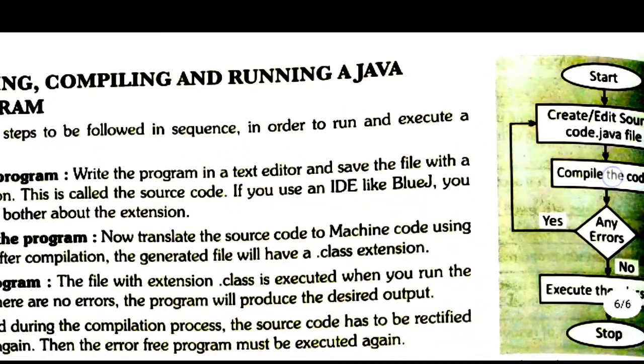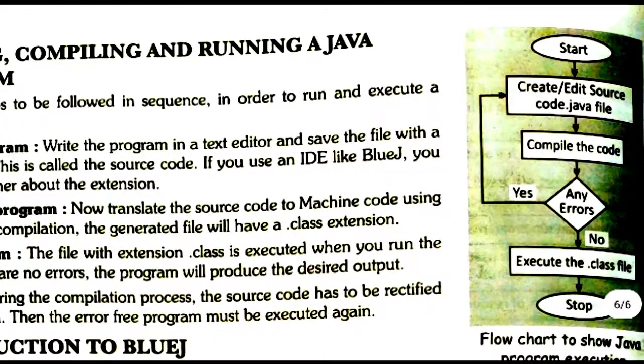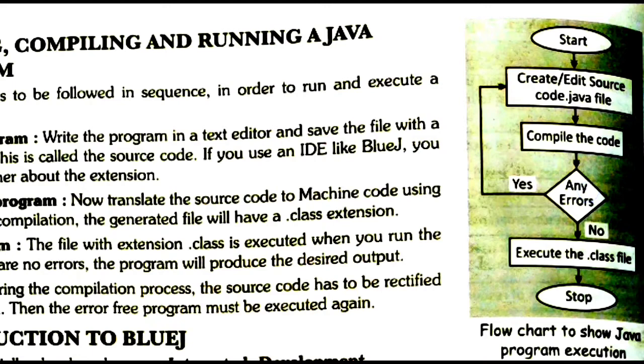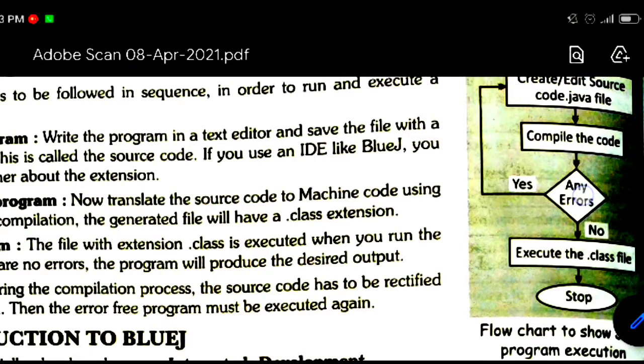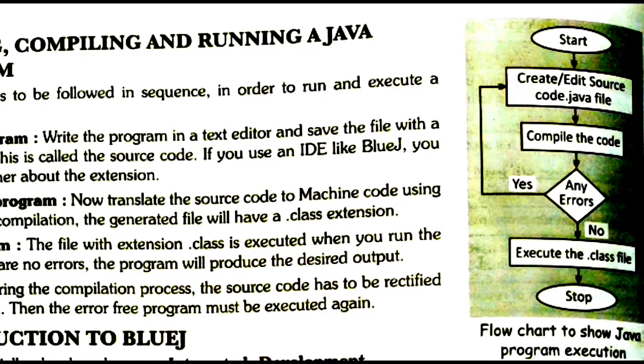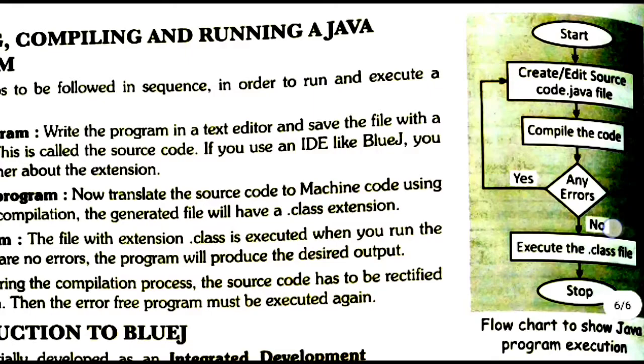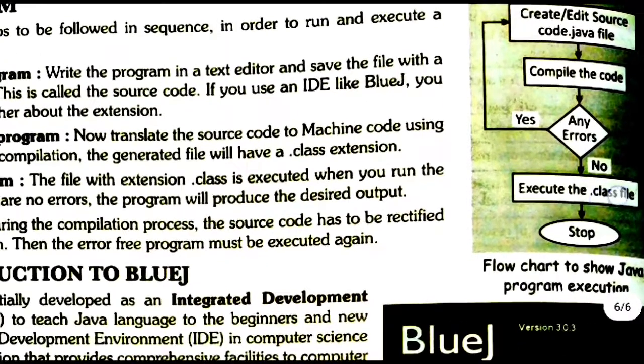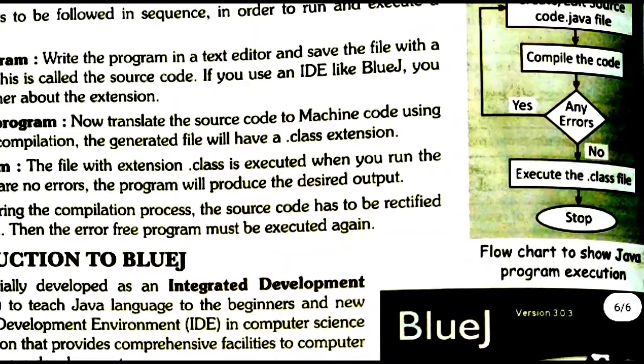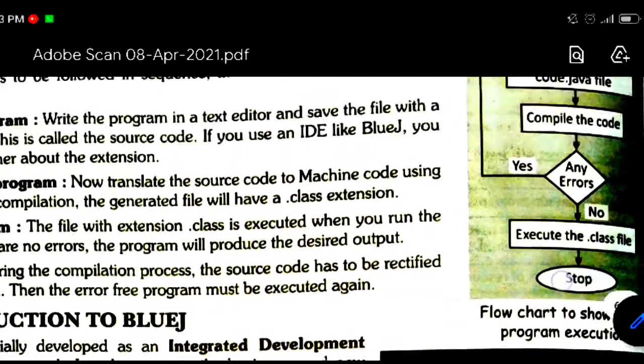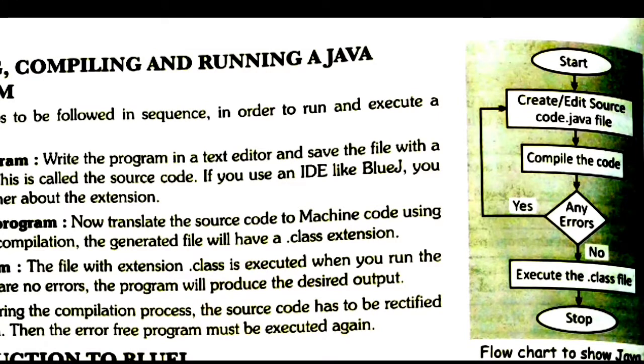After that you will compile it with the help of the Java compiler. Suppose when the compiler compiles the source code, it will show you errors if there are any. If yes, then you have to change the source code and compile it again. If the error is still there, check the code and compile again, and if there is no error, then a .class file will be created. This is the bytecode. Then you can run or execute the bytecode, and after that stop. So this is the process in which we can execute a Java program.